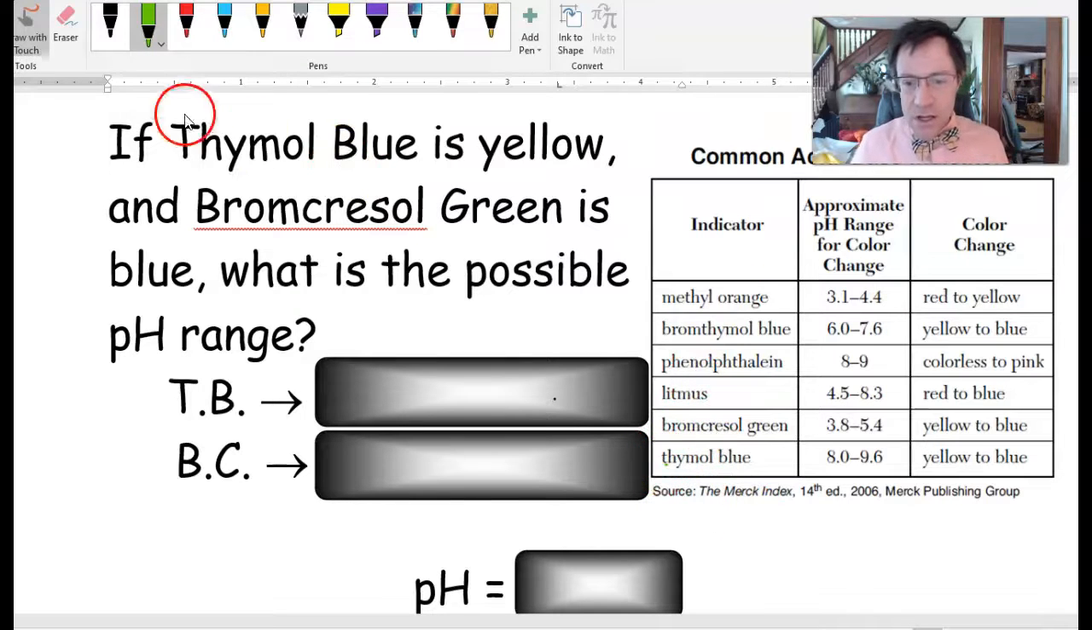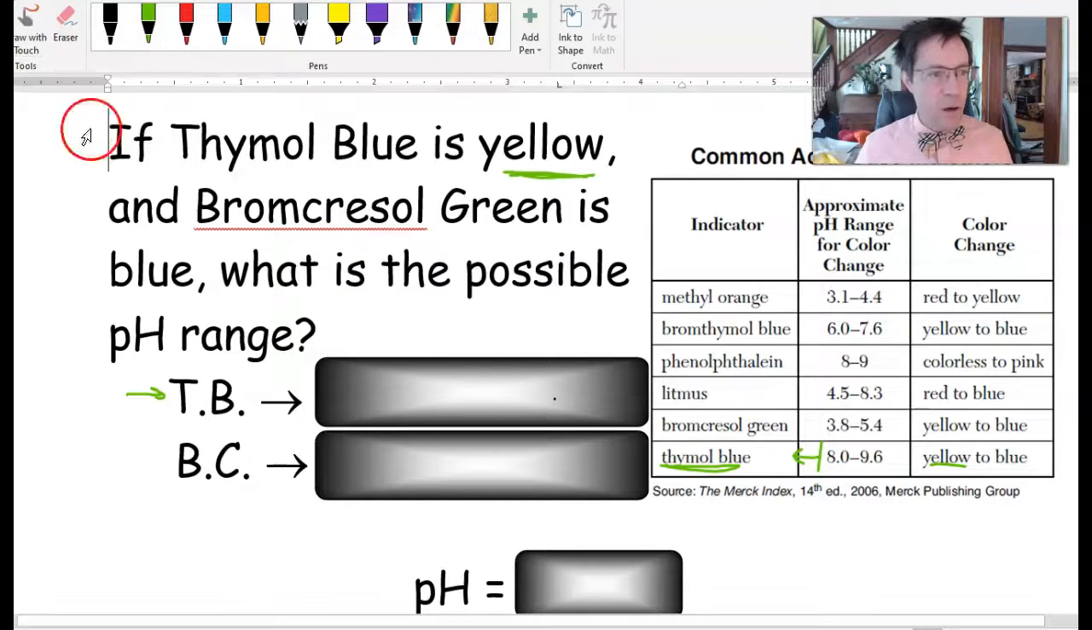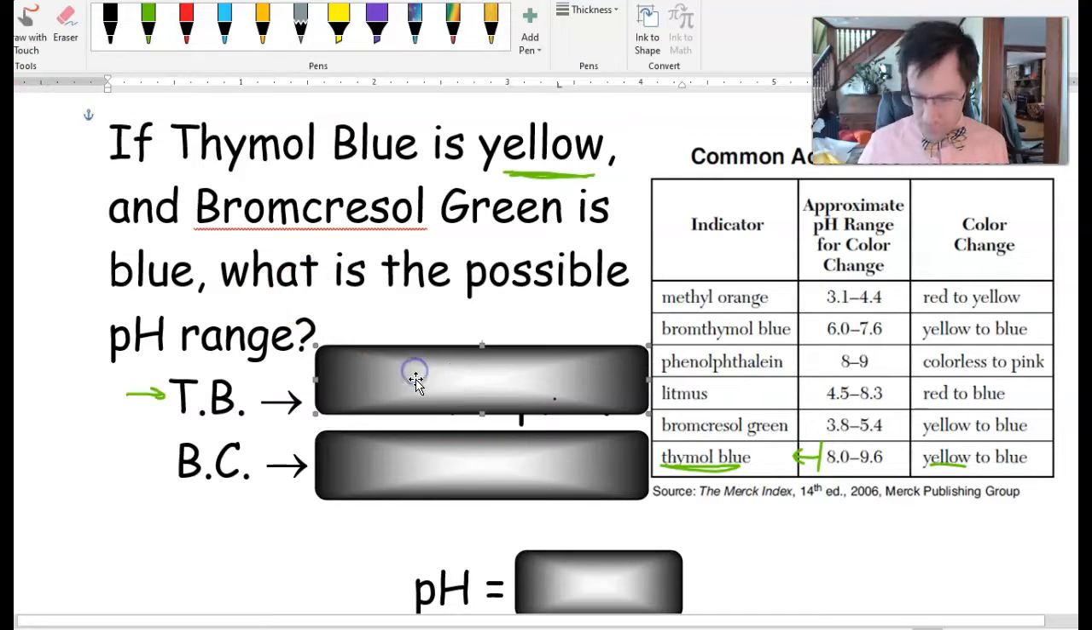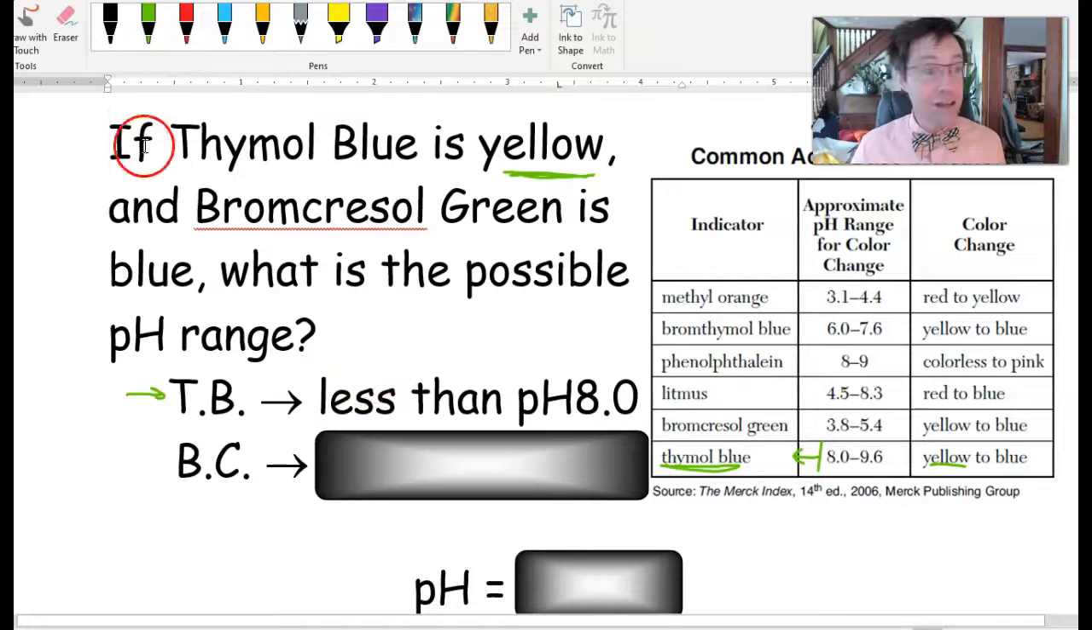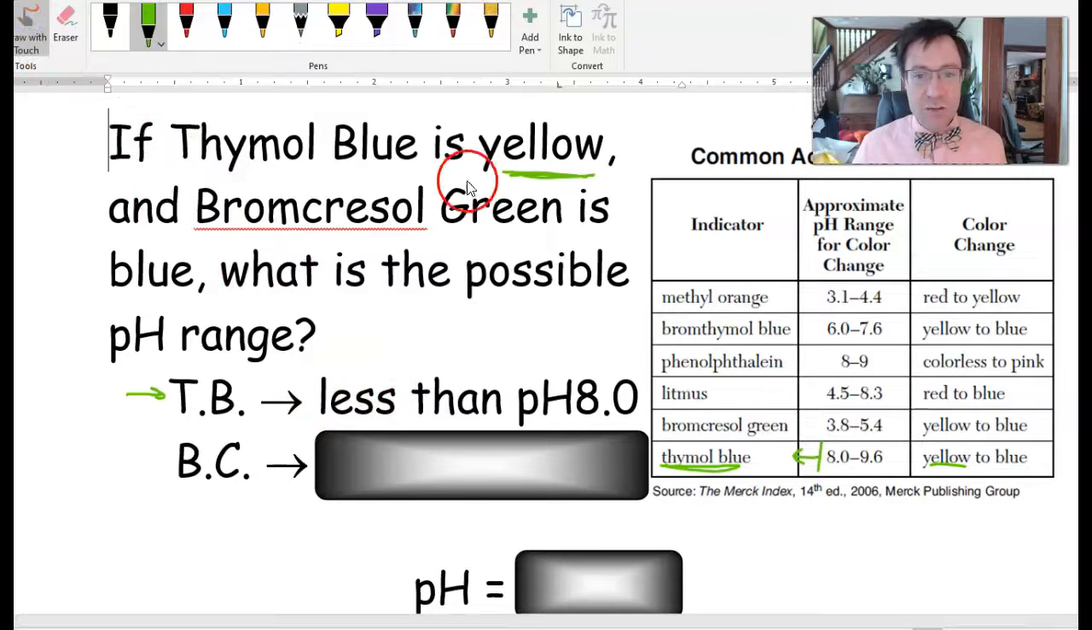Okay, so here, where are we? Thymol blue is yellow. This is going to be bad because I'm using green. So if it's yellow, it's going to be on the left, so it has to be below 8. Okay, let's see if that worked. Oh yeah, look, it's going to be less than 8. Nice. Let's do the next one.